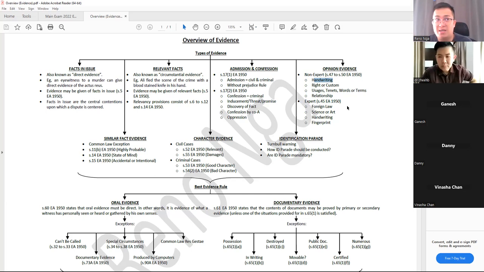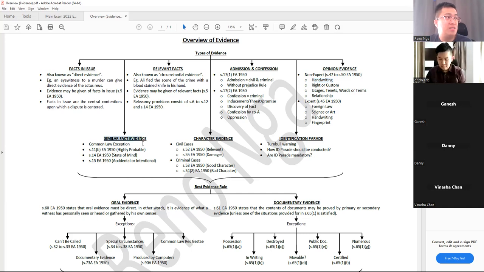But as long as they can recognize your fingerprint, we will deem it a non-expert opinion as well. Or right of custom, for example, Chinese custom. We need to ask some Chinese to go to court and explain what kind of custom we have. So he is a non-expert to explain. Okay, but this one rarely comes out in SM, so I don't intend to go into details.